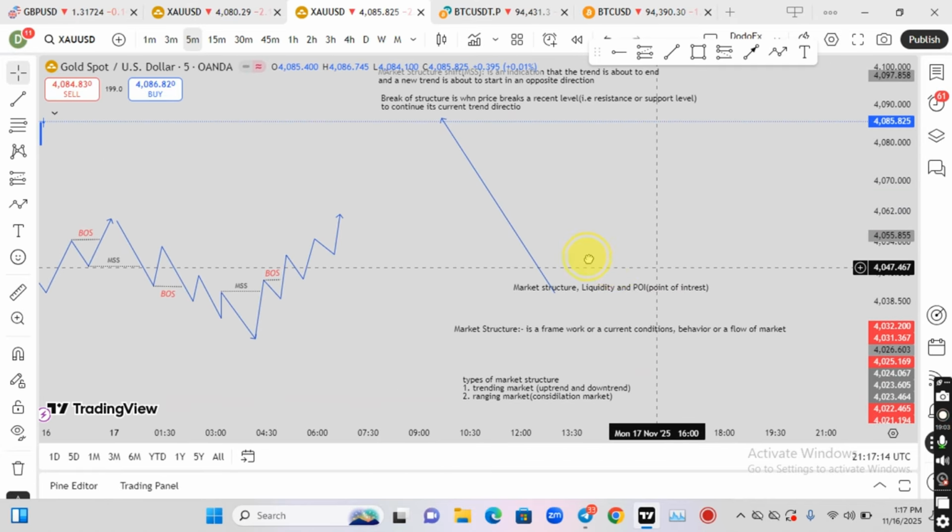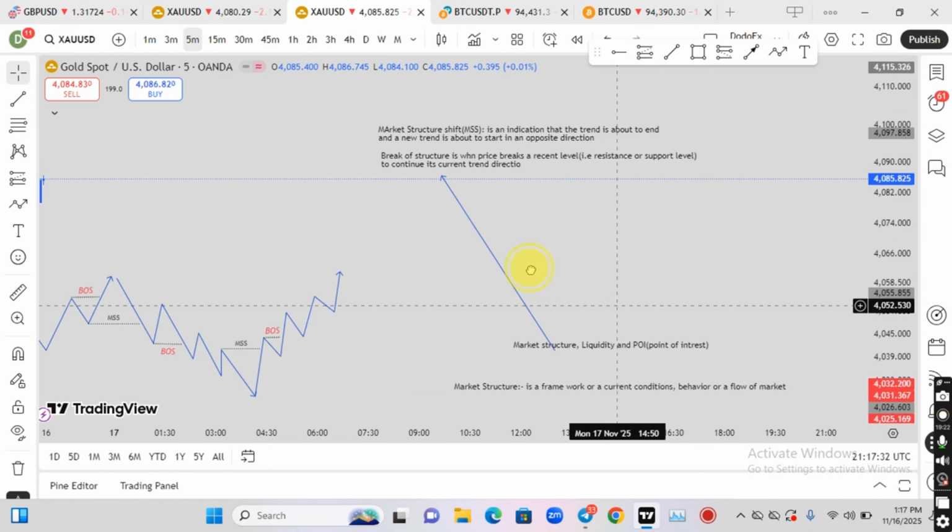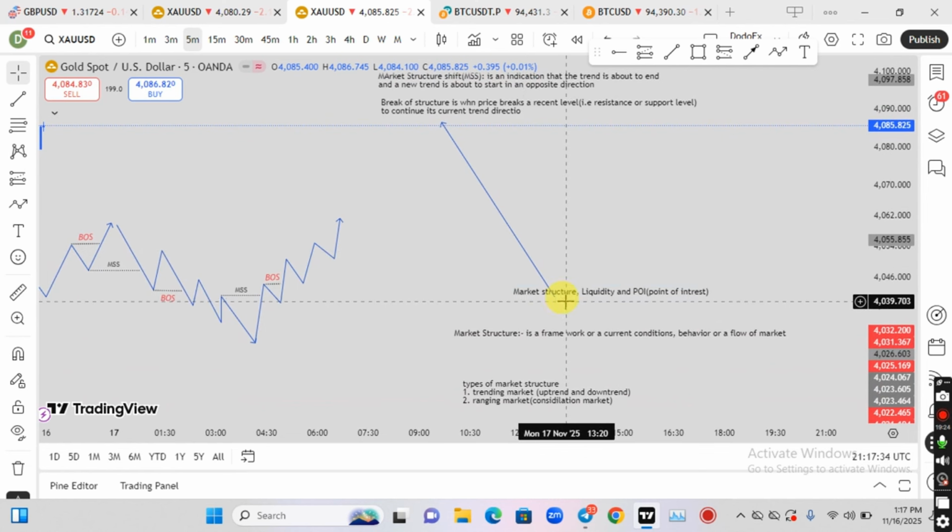Understand, right? That is what break of structure and market structure means. Market structure shift means it's an indication that the trend is about to end and a new trend is about to start. Right? I explained it to you very clearly. So that is one part of our strategy. We have finished one part of our strategy, the market structure.